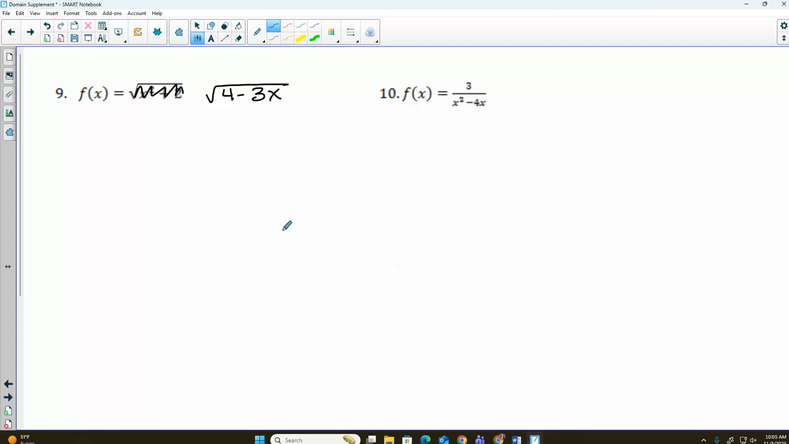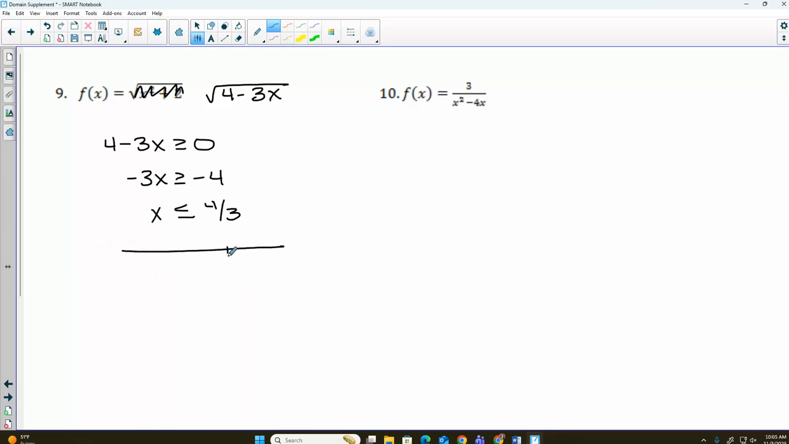Let's do radical 4 minus 3x. So we know in a radical, the radicand, the thing underneath, has to be greater than or equal to 0. I subtract my 4. What happens when you divide that negative 3? Flip the inequality, positive 4/3.